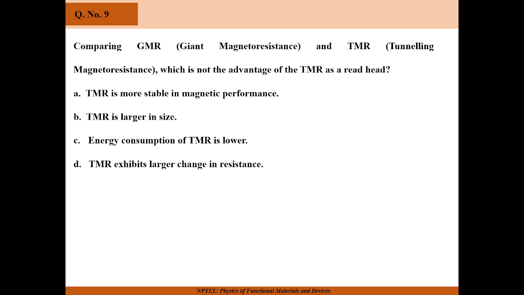Now comparing GMR, which is giant magnetoresistance, and TMR, tunnel magnetoresistance, which is not an advantage of TMR as a read head? A read head is what we use in reading the data in a hard disk. So what is the advantage given in this, which is not an advantage? Let's go through the options, then discuss the idea.